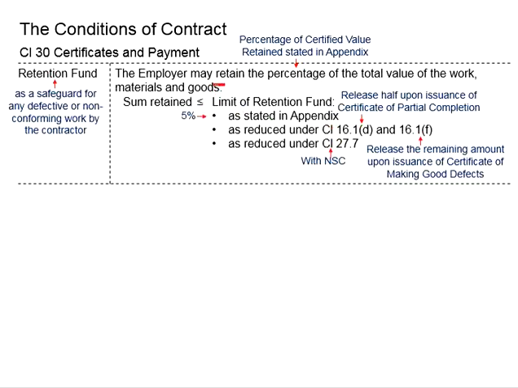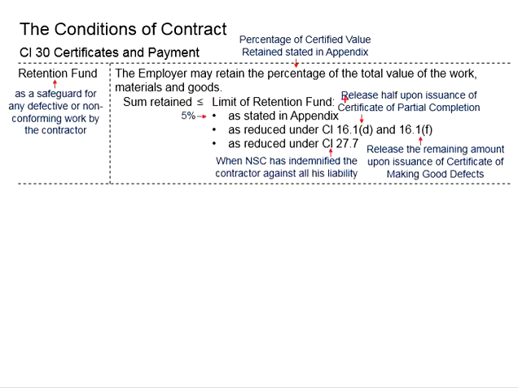The limit of the retention fund should also be reduced under clause 27.7. It is when the nominated subcontractor has indemnified the contractor against all his liability to the contractor. What you see here is that this retention fund is strongly related to the liability of the contractor to the employer. The higher the liability, the larger the amount to be retained by the employer. This shall be limited to 5% of the amount of the work done by the contractor.